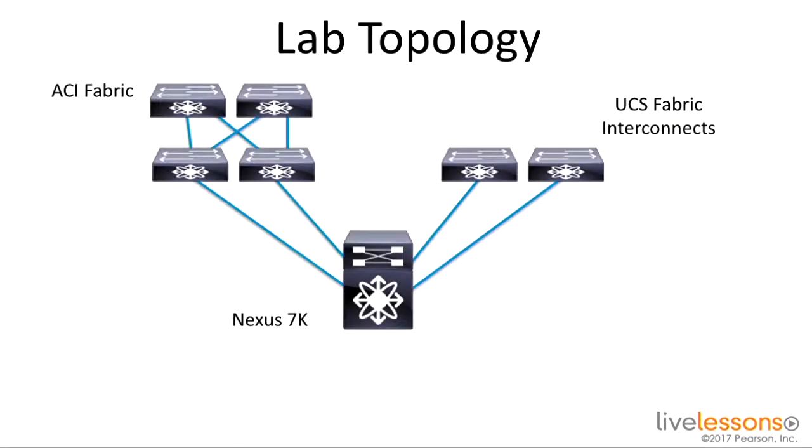Today we're going to look at how we configure CDP and LLDP in a lab topology that's similar to what we see on this slide. So for instance, we have a Nexus 7000 that's connected to Cisco ACI Fabric as well as UCS Fabric interconnects, and we're going to be able to see that with our neighbor discovery protocols.